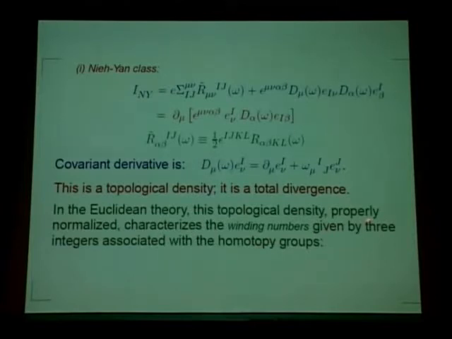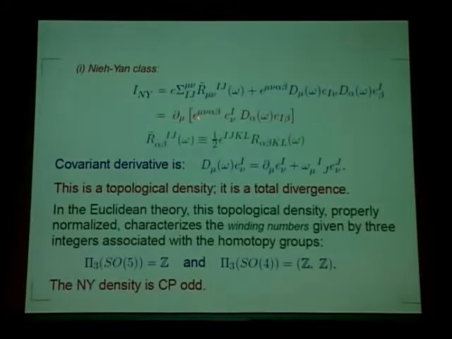In the Euclidean theory, this topological density, properly normalized, characterizes the winding number given by 3 integers associated with the third homotopy group of SO(5), which is given by one set of integers, and the third homotopy group of SO(4), which is given by a set of 2 integers. And notice there's one dual here, so there's one epsilon here, and also there's one epsilon in this term. Like the theta term of QCD, this is a CP odd density.